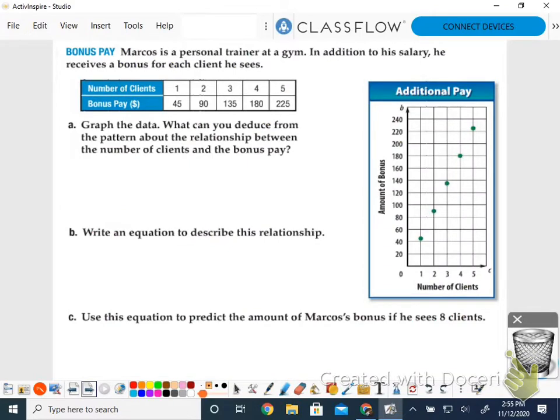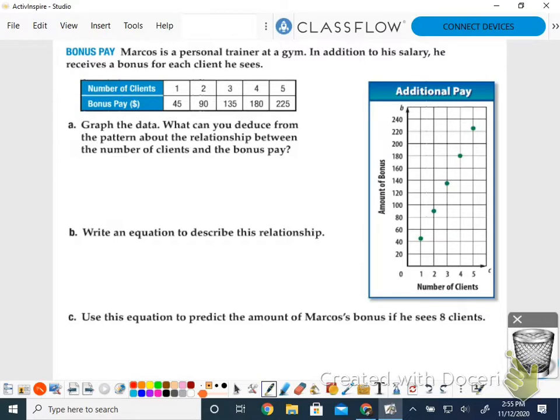Good. All right. Moving on. So now this one, we're looking at Marcos's bonus pay. Marcos is a personal trainer at a gym. In addition to his salary, he receives a bonus for each client that he sees. It says graph the data. We've already provided the graph there for you off to the right. What can you deduce from the pattern about the relationship between the number of clients and the bonus pay?